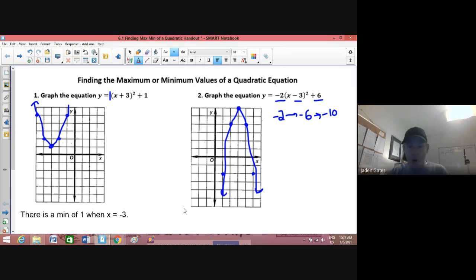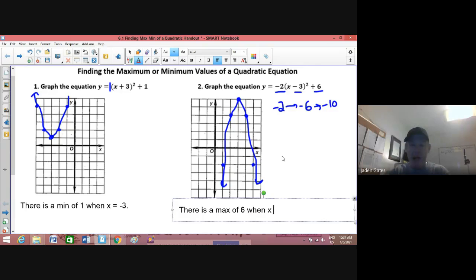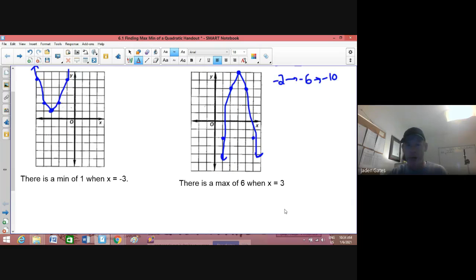All right, but again, we're all about the sentence. Finding out, does it have a max or a min? What is it and when's it happen? Well, because this parabola opens down, there is a max this time of, and as high as it goes is 6, when x equals 3. Because that vertex is 3 over on the x-axis. And there we go. So again, it's telling us there is a max of 6 when x equals 3.